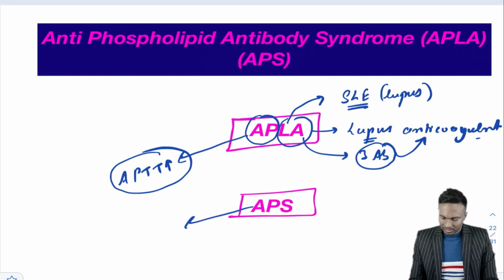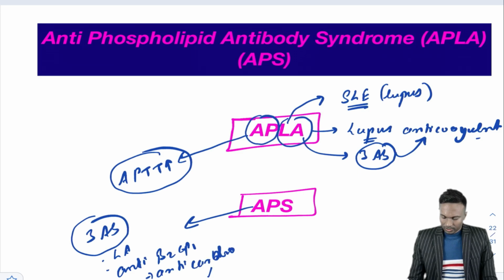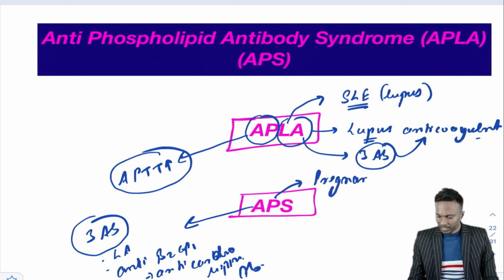So what are the three antibodies? You have lupus anticoagulant, anti-beta-2 glycoprotein 1 antibody, and then anti-cardiolipin antibody, right? What is P? It complicates pregnancy. It can lead to abortion, stillbirth, pregnancy related complications, right? What is S?